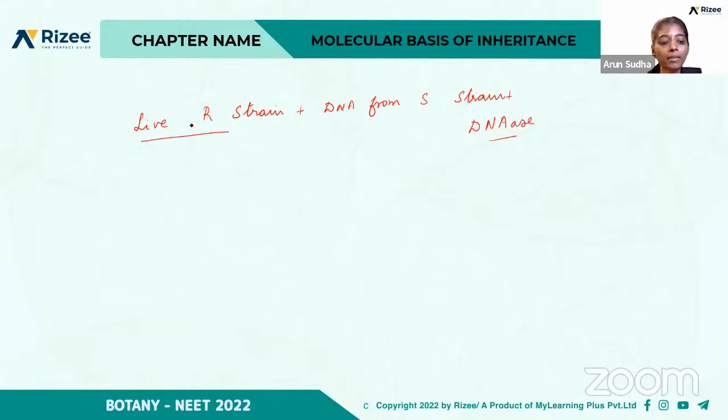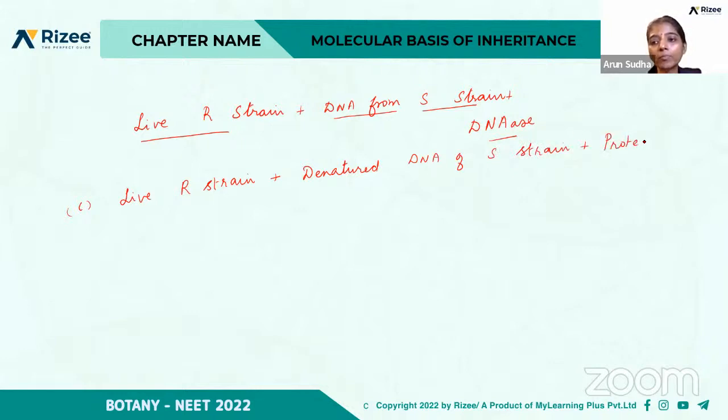Actually, this is the right option, because live R strain plus DNA from A strain, when it is treated with DNase enzyme, shows that DNA is the genetic material. But in the case of option C, it is given as live R strain plus denatured DNA of A strain plus protease. So actually this is not the right option.